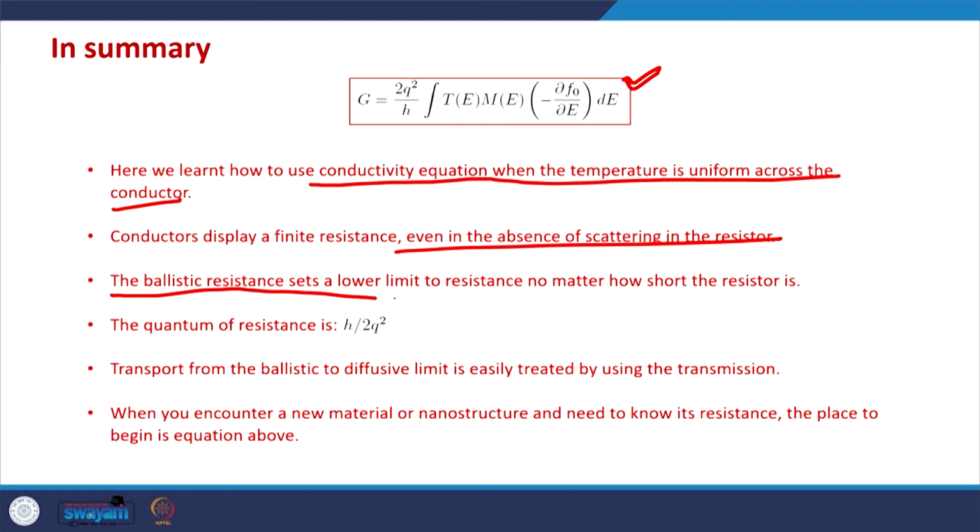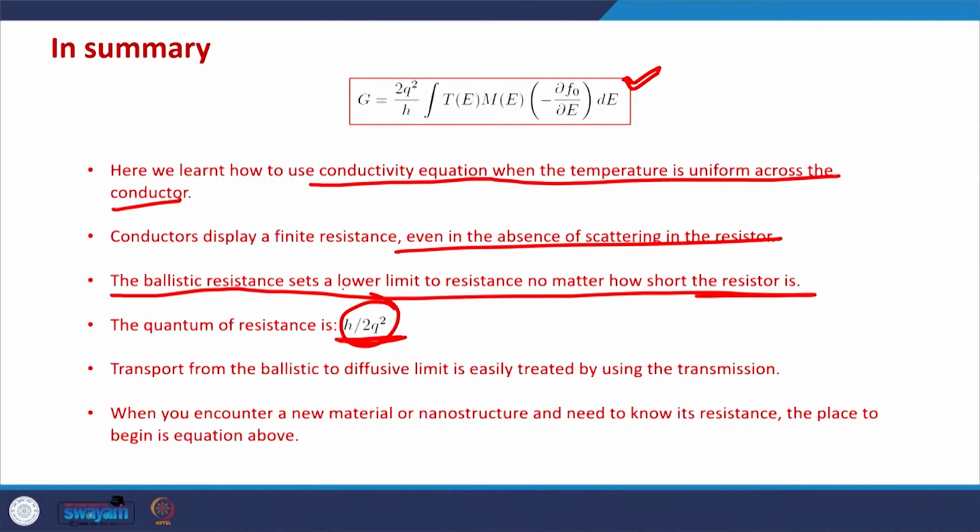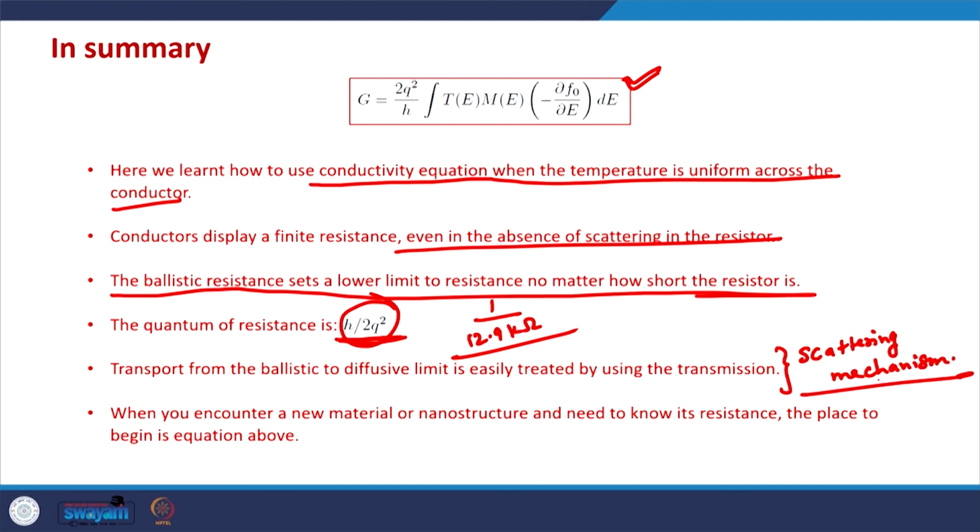This ballistic resistance, that is the resistance in the absence of scattering in the channel, sets a lower limit to the resistance no matter how short the resistor is. And this is also known as the quantum of resistance, and this is given by this formula, or 1 by 12.9 kilo ohms. Transport from the ballistic to diffusive limit can be easily calculated if we know the scattering mechanisms. By knowing scattering mechanism, I mean we need to know the mean free path, and we need to know the transit time in the channel.